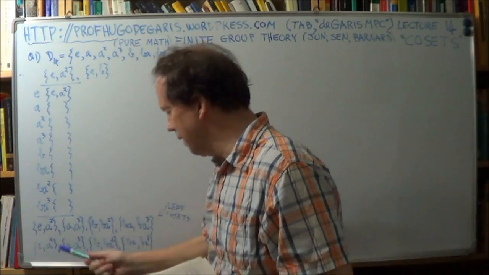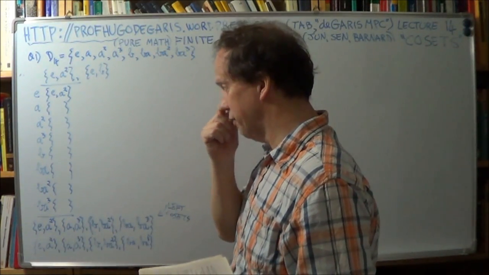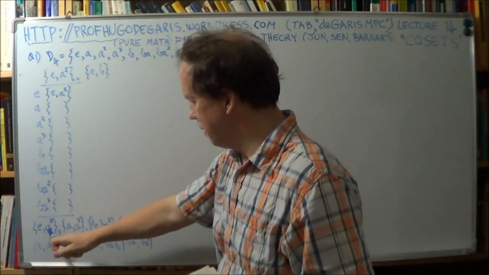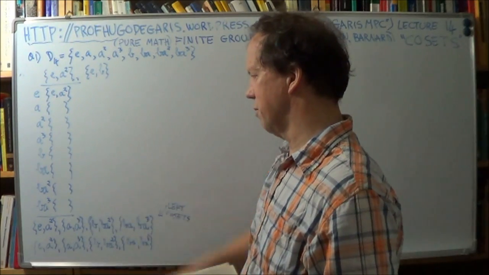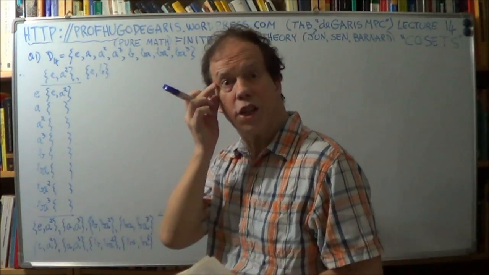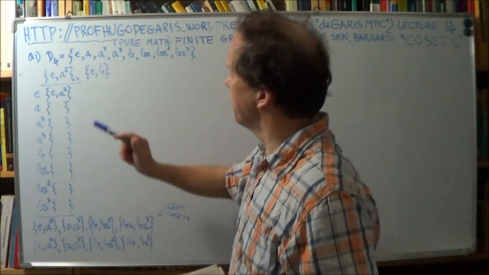Now, you look at the different left cosets that you get, and this is the list that you get when you actually go through all the details. I'm just giving you a kind of sketch, to help you along. All right. Now do the same thing for the right cosets.